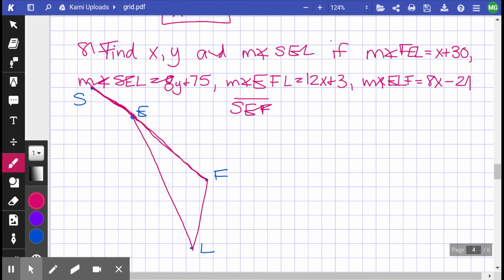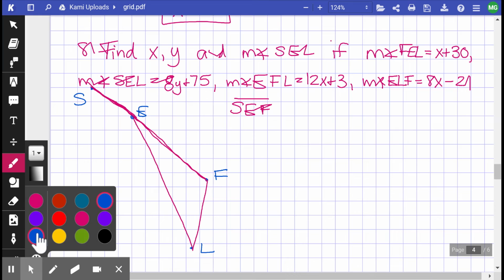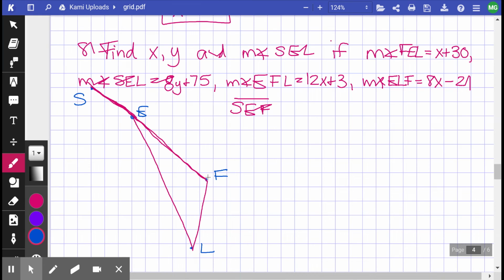Okay, so pause the video here and label all the angles that you know and see what you can do with them. So I've got FEL right here is x plus 30. I know that angle SEL over here is 8y plus 75. I know EFL is 12x plus 3. And the measure of ELF is 8x minus 21.